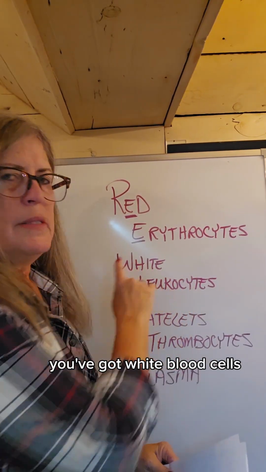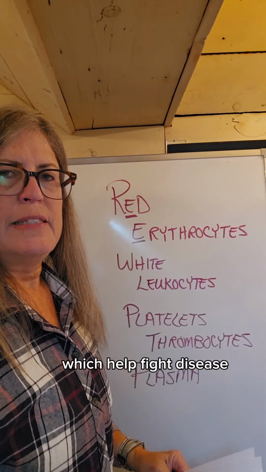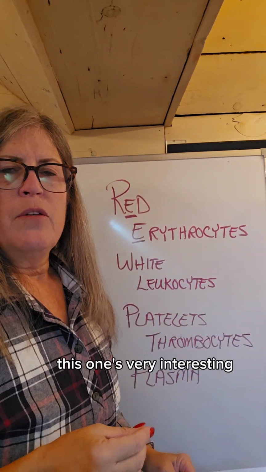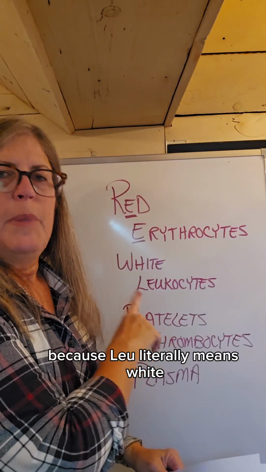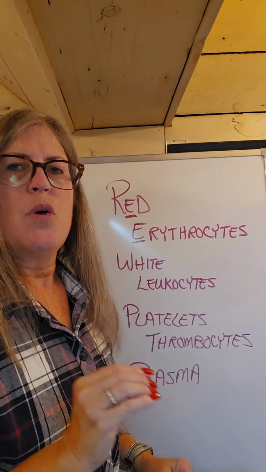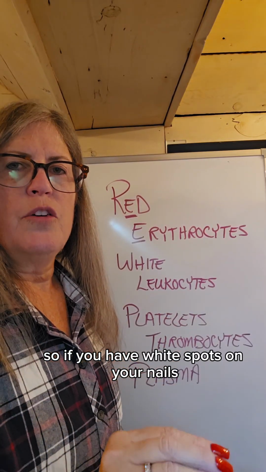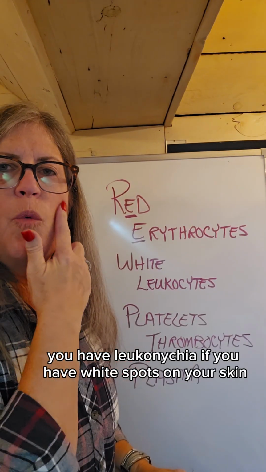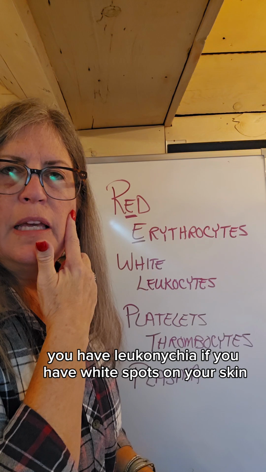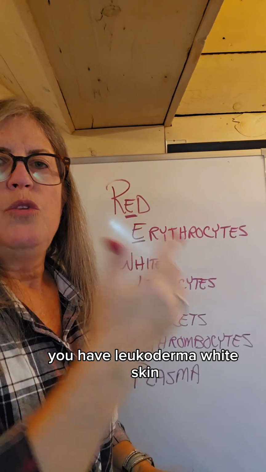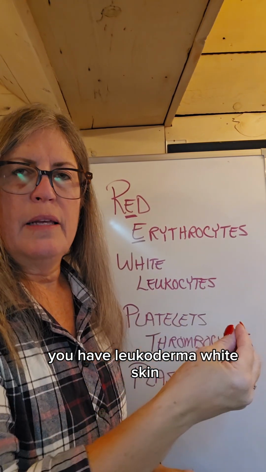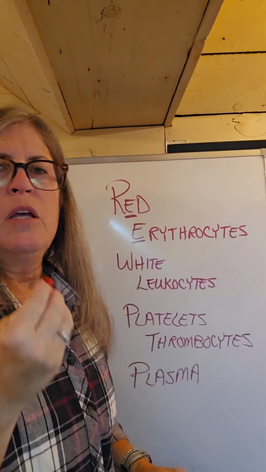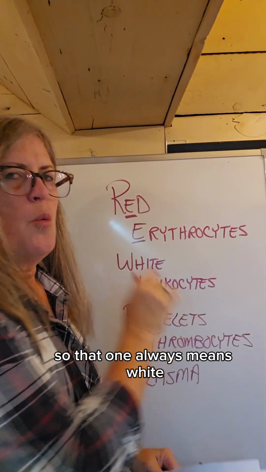You've got white blood cells, which help fight disease. They are called leukocytes. This one's very interesting because leu literally means white. So if you have white spots on your nails, you have leukonychia. If you have white spots on your skin, you have leukoderma, white skin, white nails, leukonychia. So that one always means white.